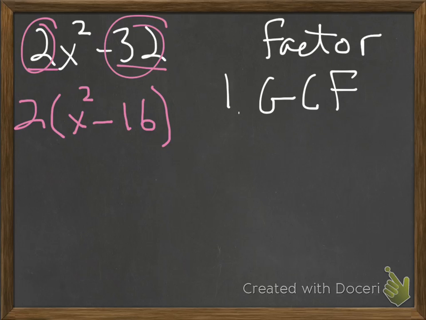Alright, now the second step is because I still have this x squared here. I still have it here. So I need to see if I can keep factoring to get rid of that. And because I have this negative, I need to check for difference of squares. Okay, difference of squares.